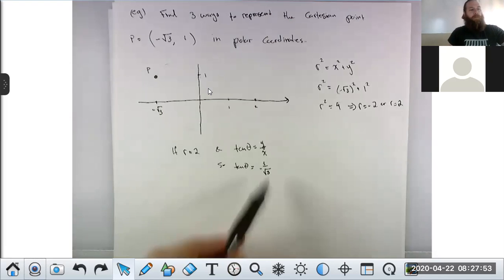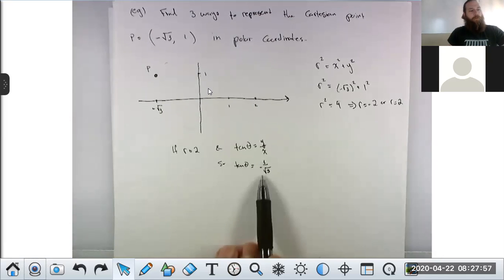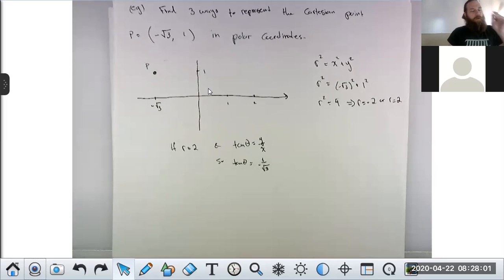Think about dividing the top and bottom both by 2. Then this would be 1/2 over negative root 3 over 2. What point on your unit circle has y coordinate 1/2 and x coordinate negative root 3 over 2? This is 2 pi over 3. No, not quite. If I swapped them around, that would be 2 pi over 3. But the other one over there in quadrant 2, the one that's closer to the horizontal axis? 5 pi over 6. Yeah.